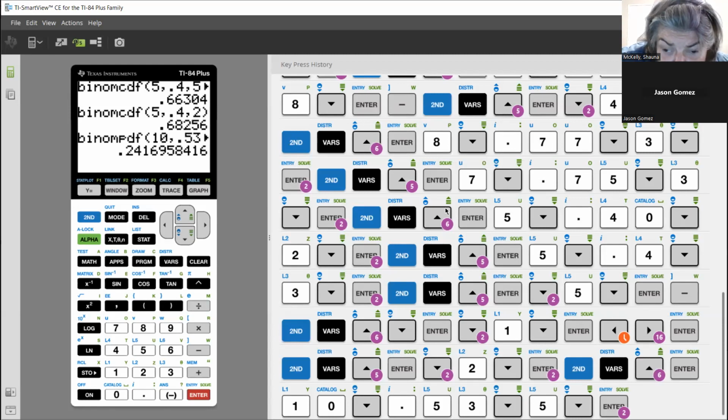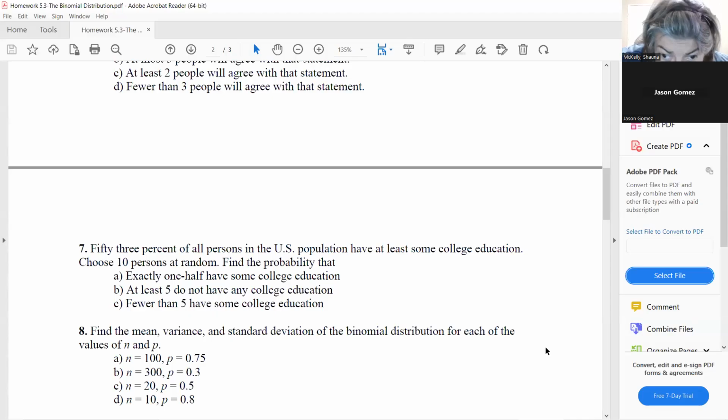Part B of the question for number 7 says at least 5. So 5 is the smallest. 5 is the least. This goes from 5, 6, 7, 8, 9, 10. What are we going to do there? Subtract. Yes, we are. Very good.